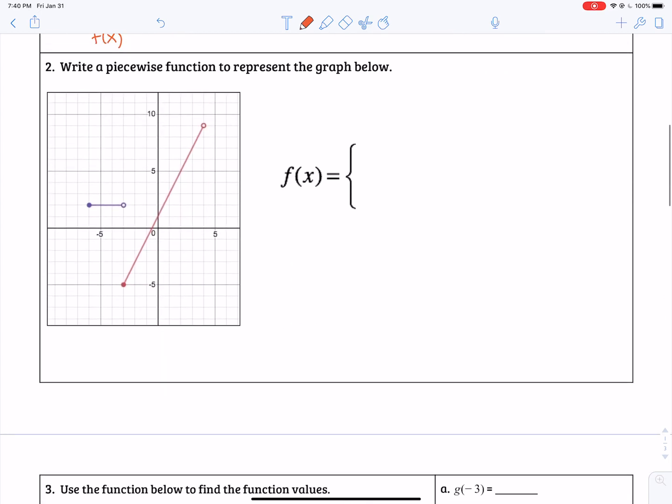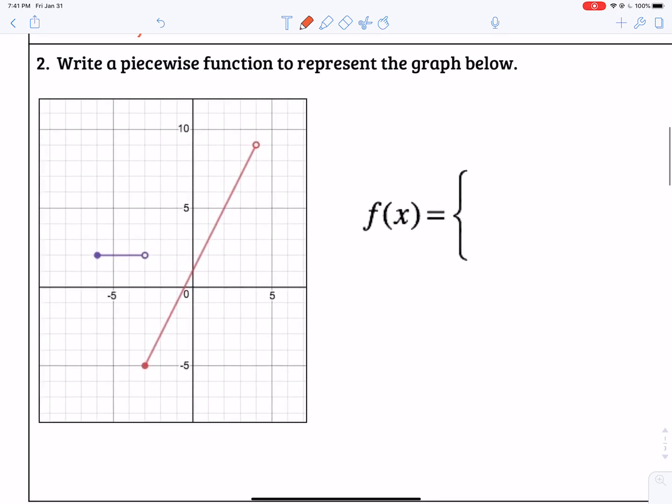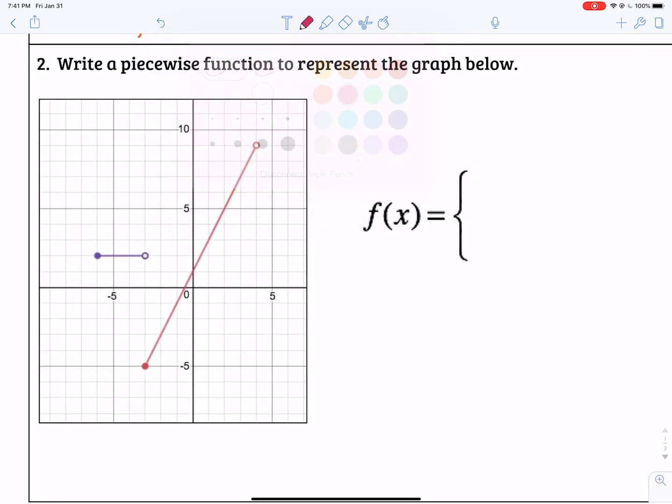Let's take a look at number 2. This one says write a piecewise function to represent the graph below. So you want to pick out the equations of these lines. So this line is just a horizontal line at y equals 2. So I'm just going to jot that down. You've already got y equals out front, so you just need to put the 2 on the inside of your curly brace.